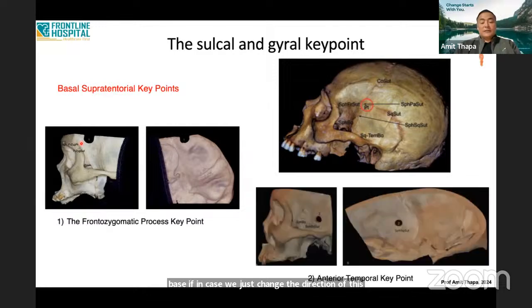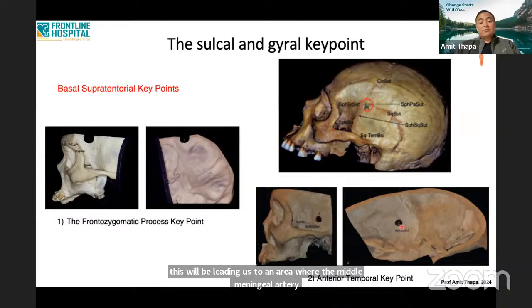Then the other burr hole site or key point site is the anterior temporal key point, which is basically just behind the sphenosquamous suture line. If you go anterior, then we'll be going into the sphenoid bone. So it's always better to go behind, and this will be leading us to an area where the middle meningeal artery will be found. So this will actually let us open into the middle skull base.